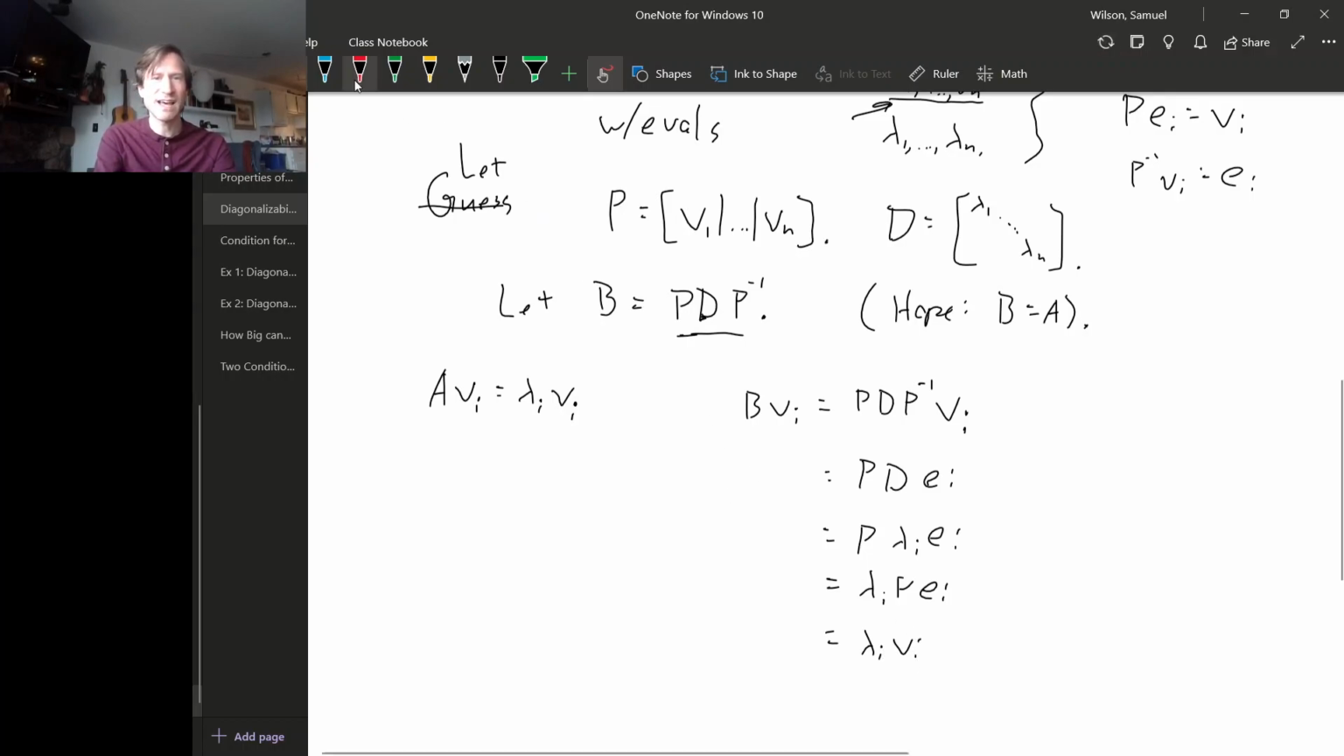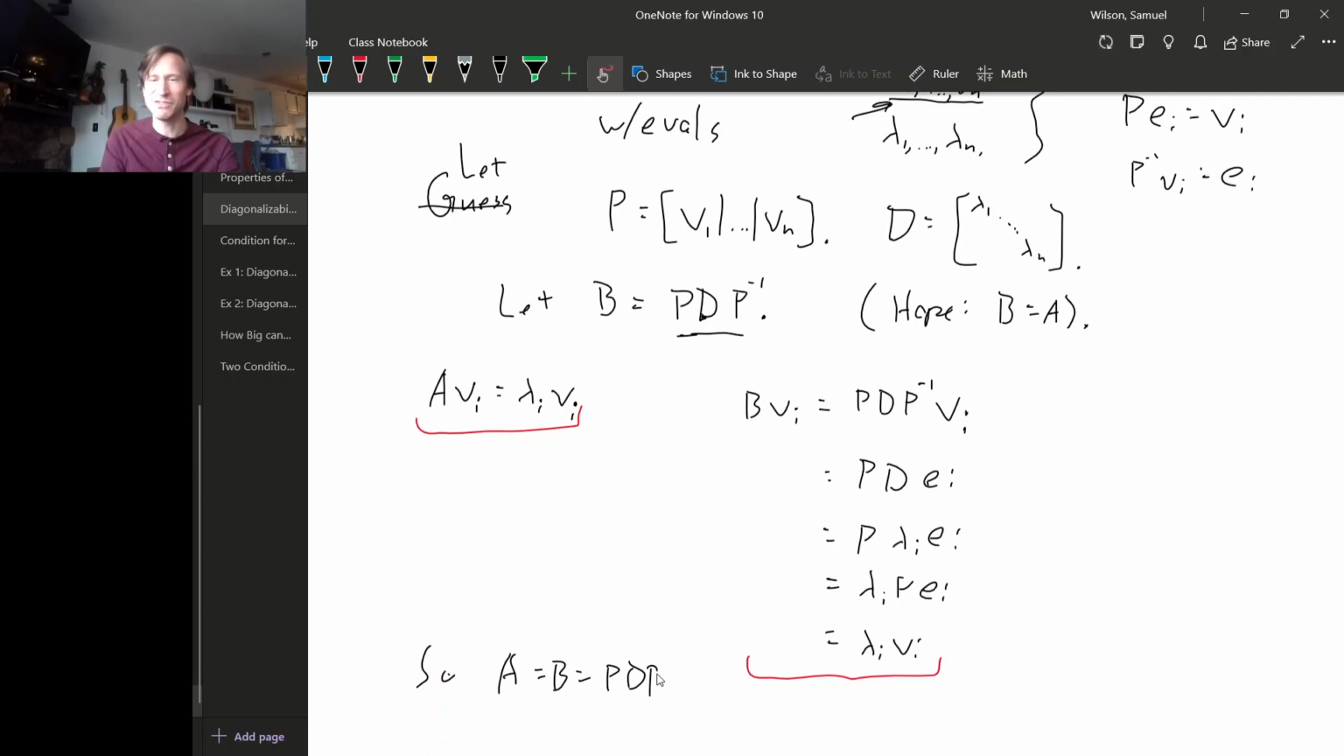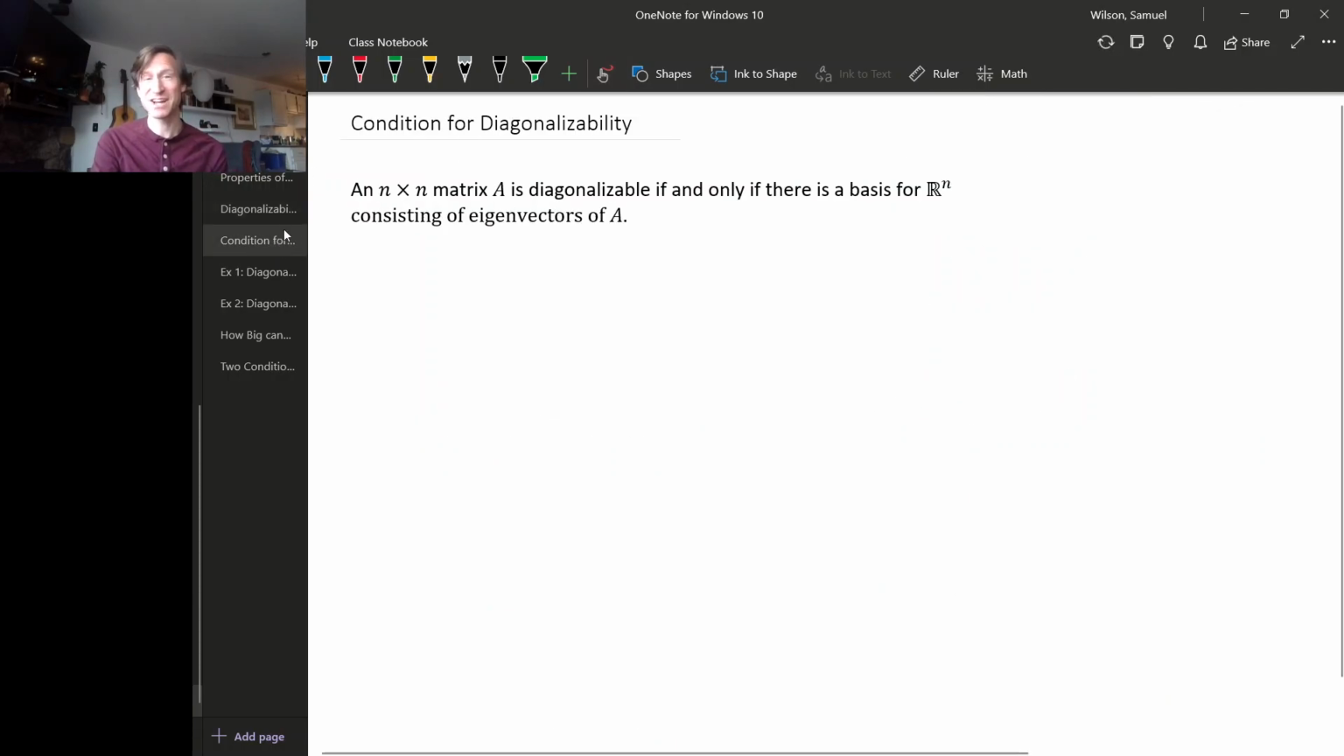So you can see that what multiplication by A does to this basis is the same as what multiplication by B does to this basis. And that means that A is actually equal to B, but B was P D P inverse. So that means that A is diagonalizable. So this gives us an if and only if condition for diagonalizability: a matrix is diagonalizable if and only if there's some basis for Rn consisting entirely of eigenvectors for A.